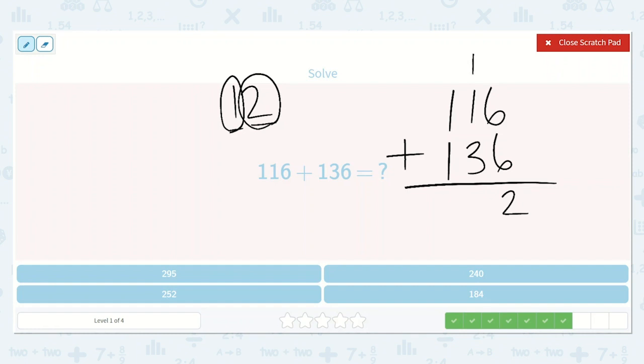So we have 1 ten plus 1 ten, which is 2 tens, and then 3 more. So 2, 3, 4, 5. 5 tens, and then we have 1 plus 1 is 2. So our answer is 252. There it is.